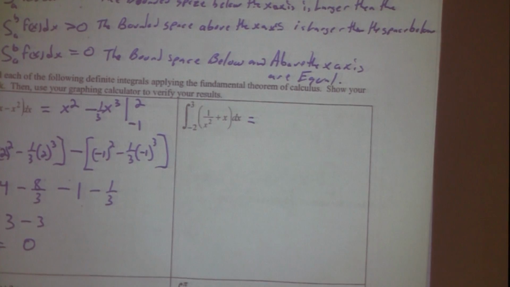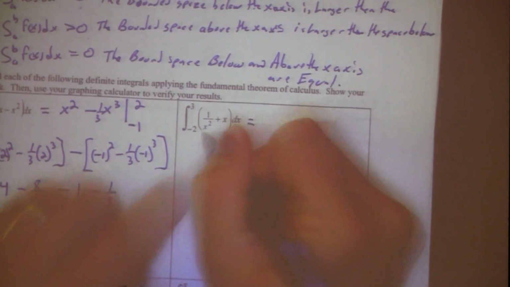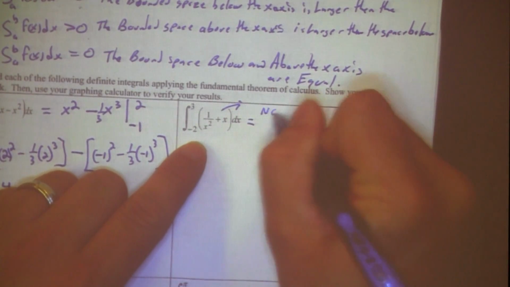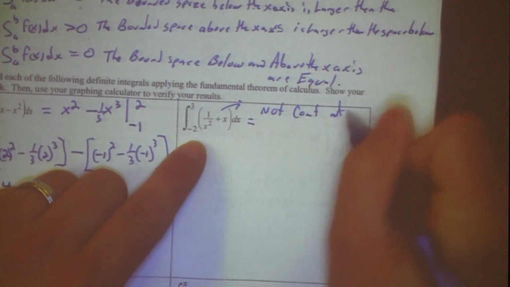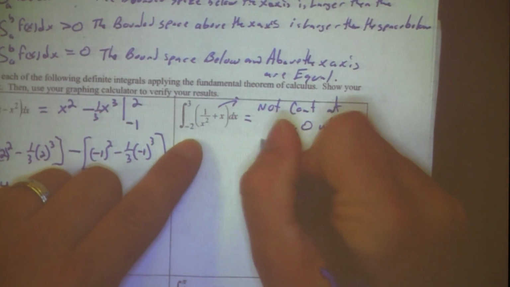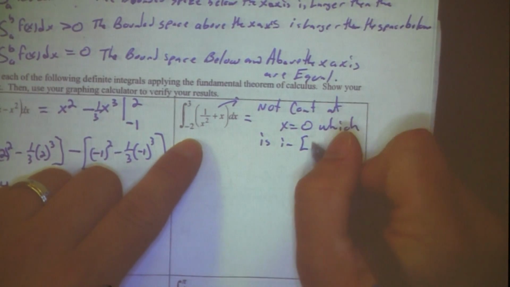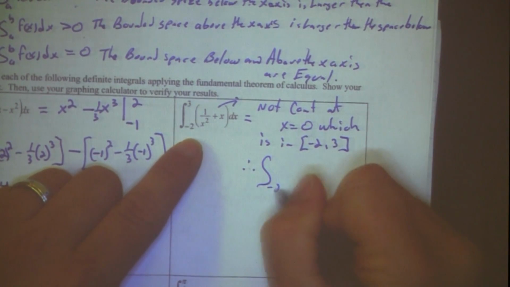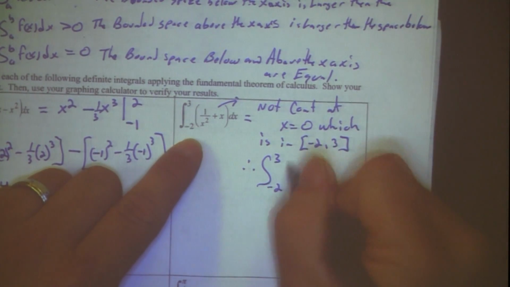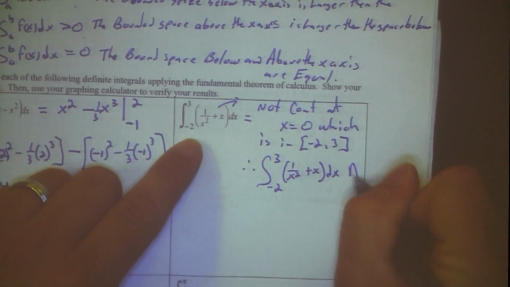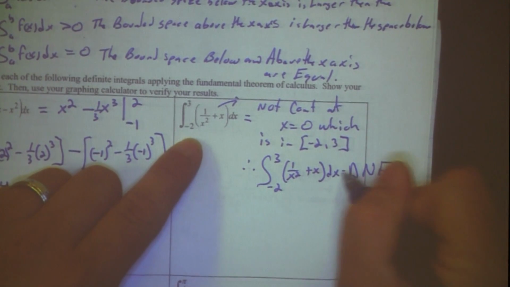So what do we gotta check for first? Is it continuous? No, where is it not continuous? x equals 0. So we know that it's not continuous at x equals 0, and is that in the interval? Yeah. Right. Which is in the closed interval negative 2 to 3. Therefore, the integral from negative 2 to 3 of that function does not what? Does not exist.